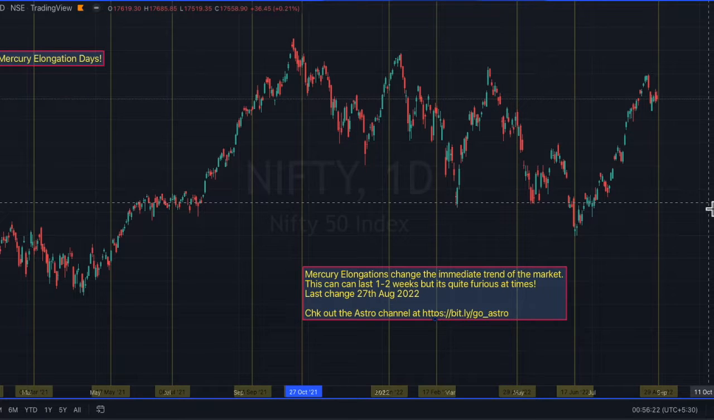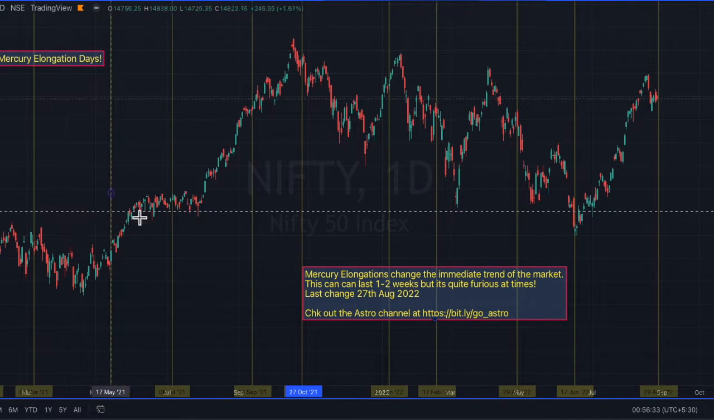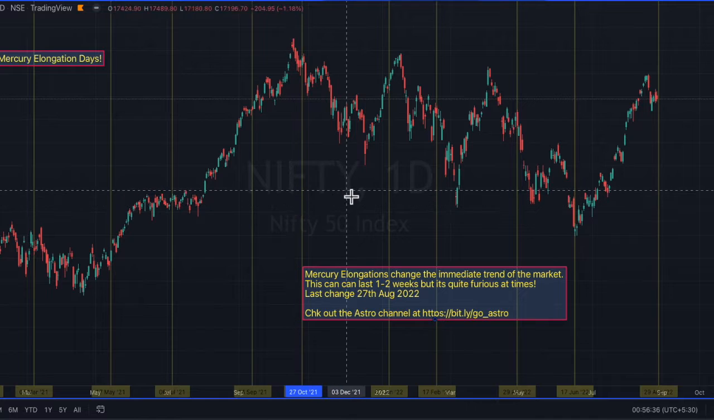So this is the chart of Nifty. I marked the various elongation days of Mercury on this chart. The vertical lines show you the various elongation days. Now, since Mercury and Venus are the closest planets, also called the interior or inferior planets, they tend to have a greater impact on activities on Earth. So this particular astronomical event, when Mercury is at a maximum angular distance from the Sun, does produce trend changes in the stock indexes.